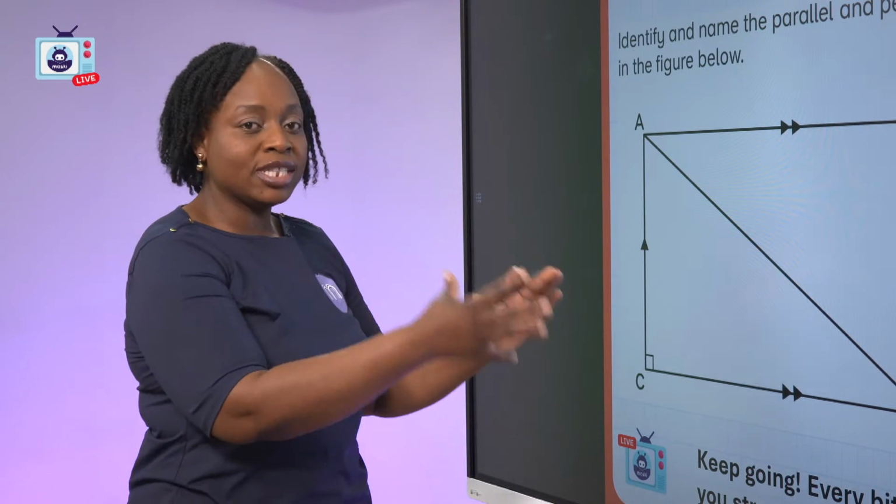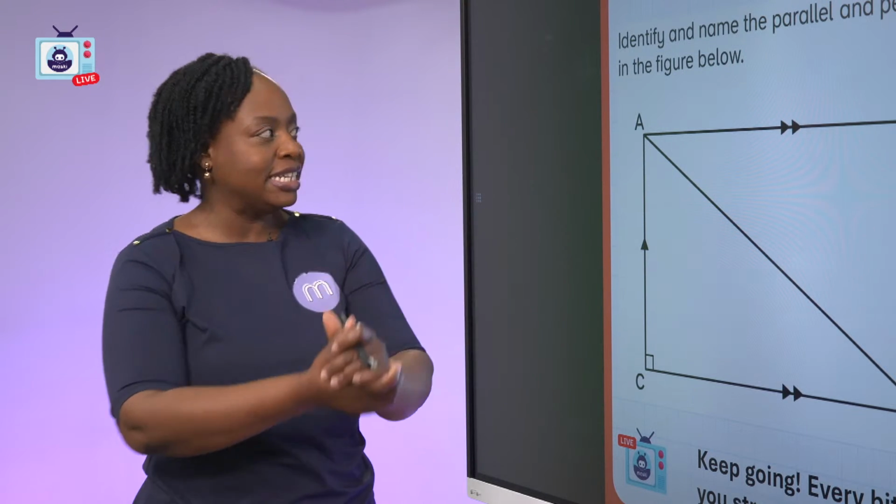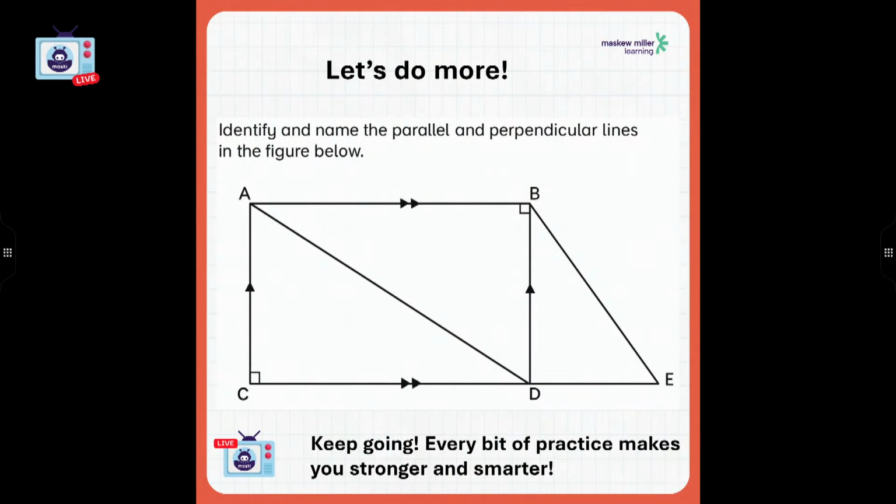So let's quickly grab this as we answer Tapelo's question together. Here we're told: identify and name the parallel and perpendicular lines in the figure below.